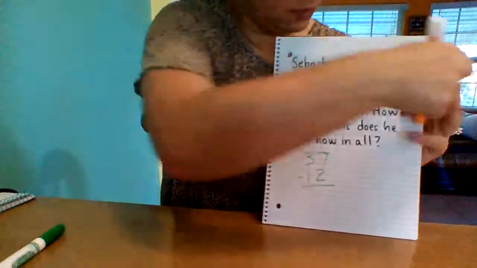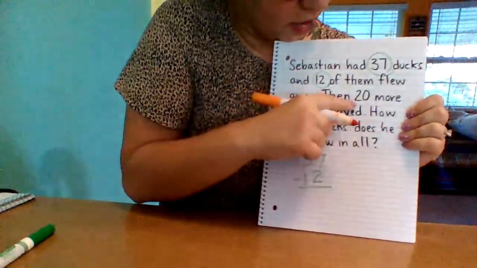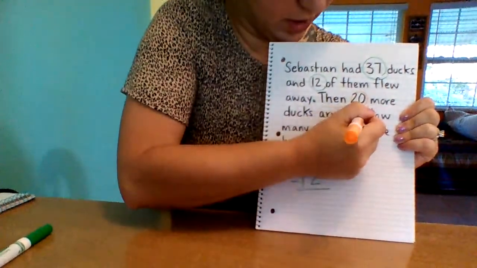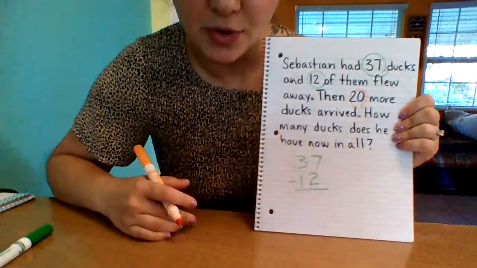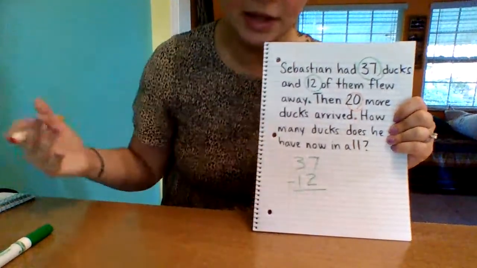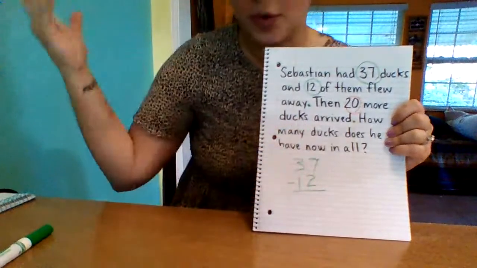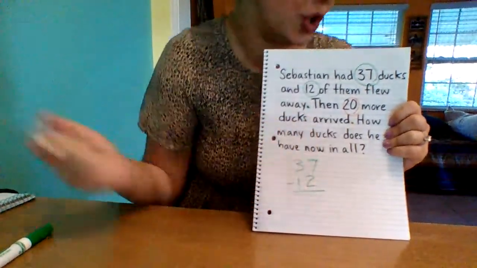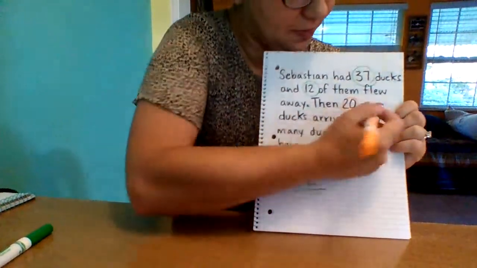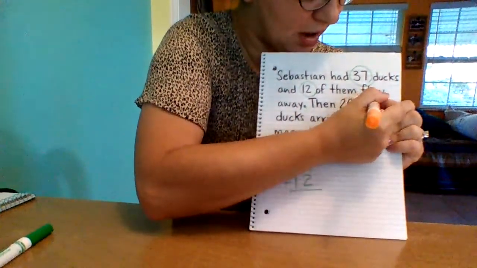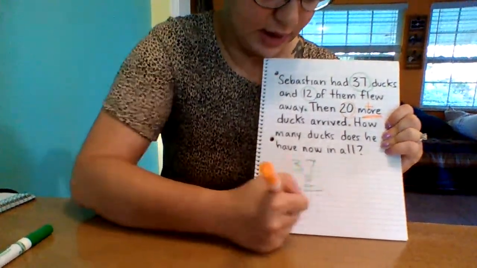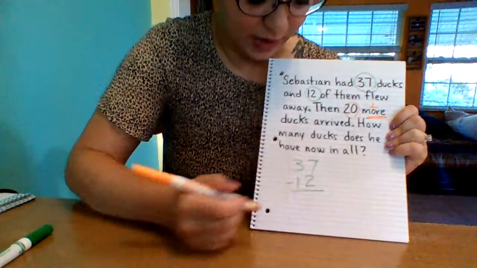Then 20 more ducks arrived, period. What does that mean, 20 more ducks arrived? What does it mean for something to arrive? It means that it showed up, right? So 20 more ducks appeared and joined the group of ducks that Sebastian already had, right? So we have 20 more ducks showing up, and we're going to add those in to this number after we get this number. So let's go ahead and find this.